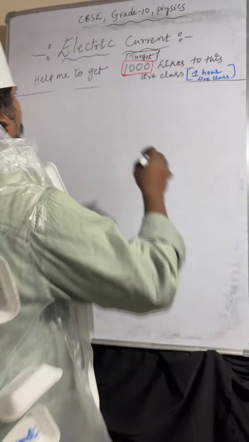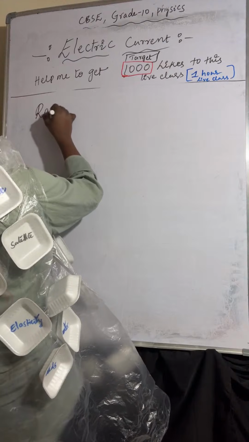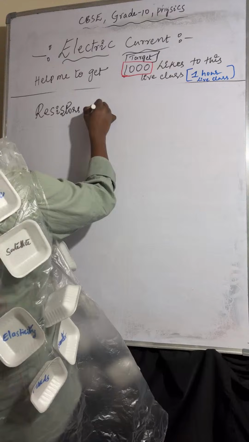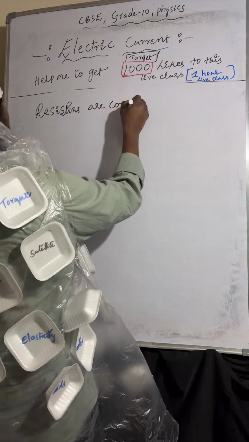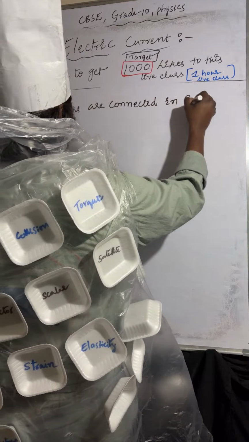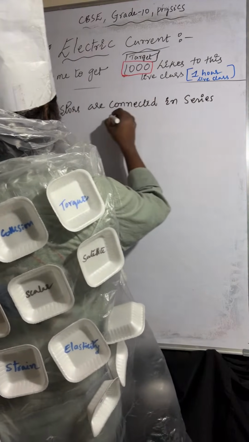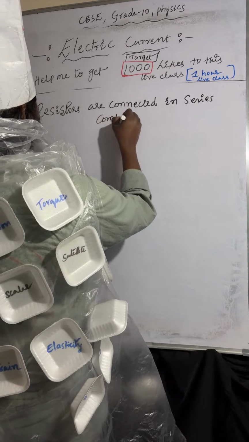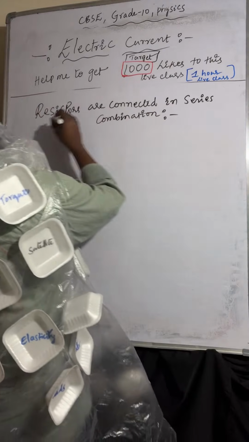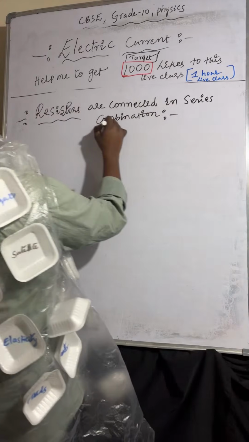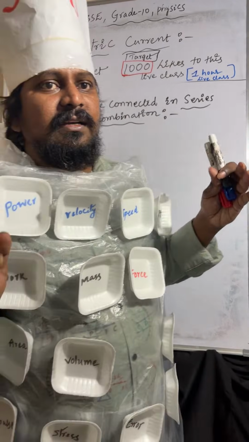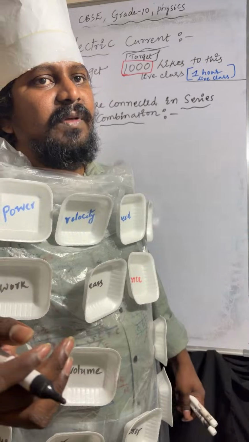Let's start. Resistors are connected in series combination. Here you can observe all resistors are connected in series combination. So how will it be?